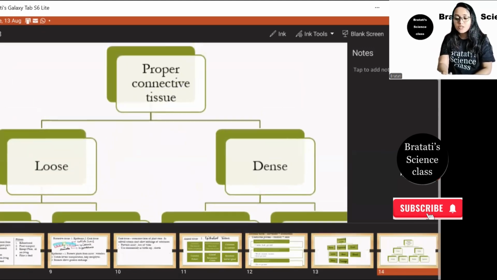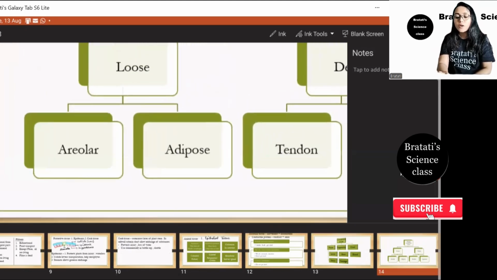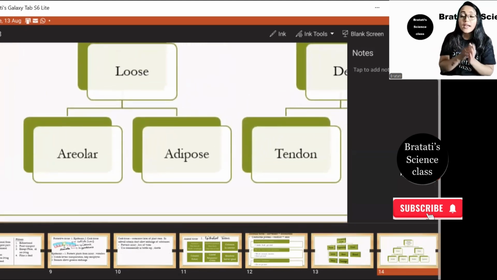The loose proper connective tissues are areolar and adipose. The adipose tissue gives the fat in our body. When we get fat in our stomach or other parts, that is because of adipose tissue. And the areolar has air bubbles. You know the hypodermis, as I told you, is the underneath layer of the epidermis, which consists of these two tissues, areolar and adipose.